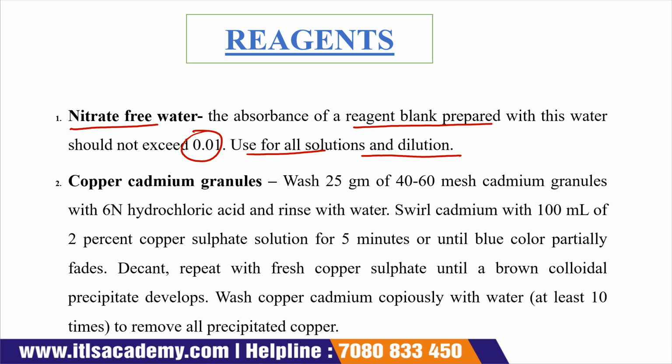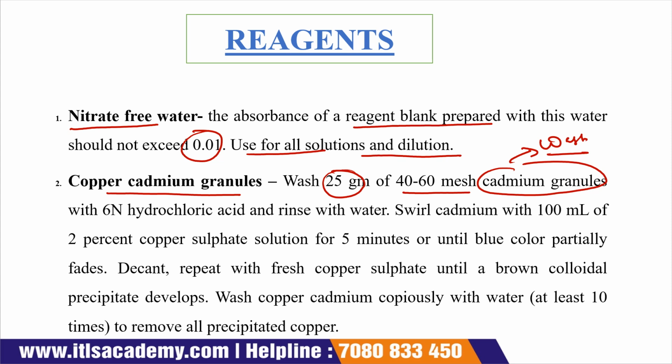The next that we require is copper cadmium granules. For this, first of all, we take cadmium granules, around 25 gram of 40 to 60 mesh, and we have to wash them. We wash them with 6 normal hydrochloric acid. Okay, we take 25 gram of 40-60 mesh cadmium granules and wash them with the help of 6 normal hydrochloric acid. Then after that we rinse them with water.